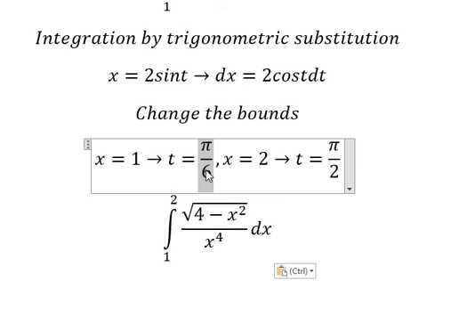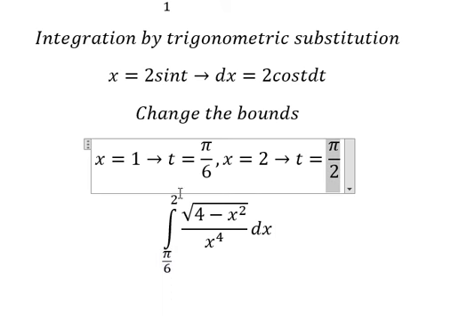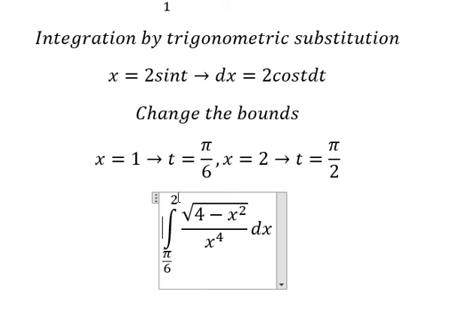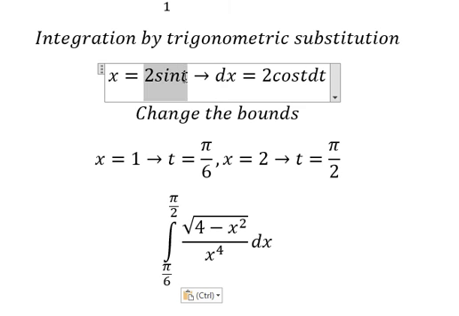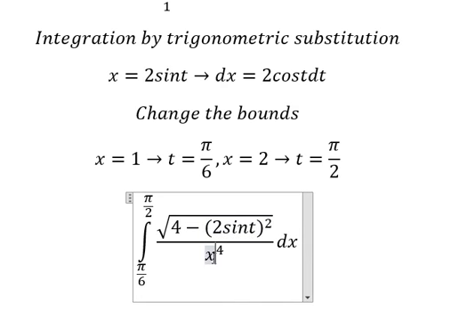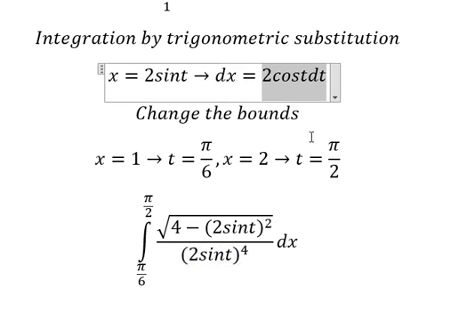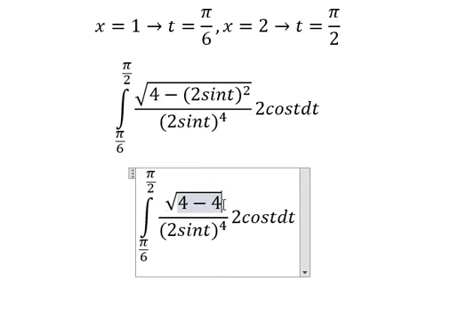So we put this one in here, this one in here. s we change for this one, and this one. The s we change for this one. So we have 4 sine t square.